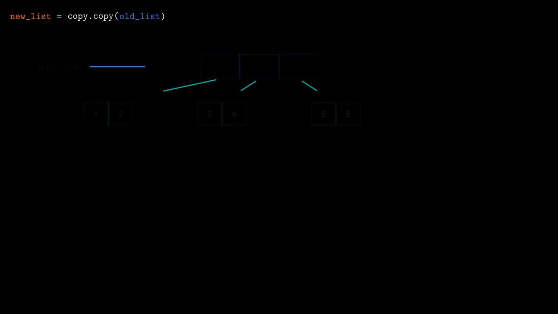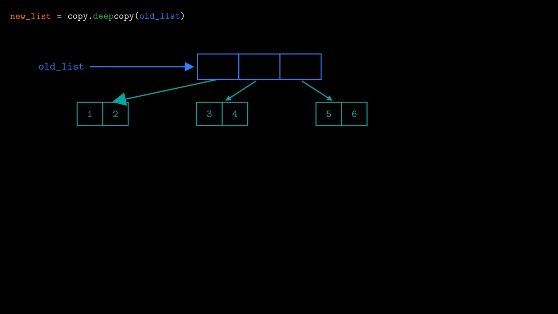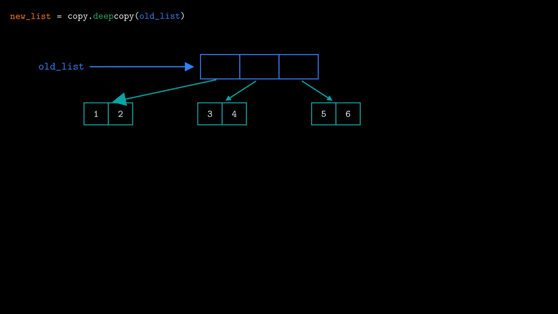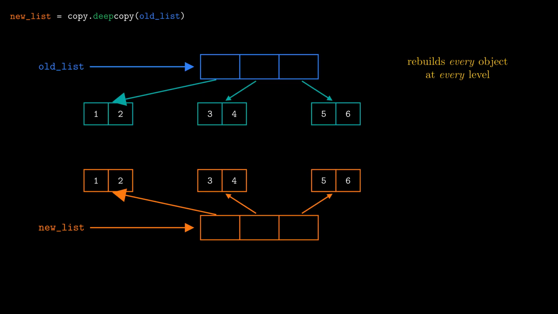Now change exactly one thing. Call copy.deepcopy instead of copy.copy. Everything else in the example is untouched. Deep copy walks the whole structure and rebuilds every mutable object it finds at every level. New list gets its own top-level list and its own 3 sublists. Not one arrow is shared.